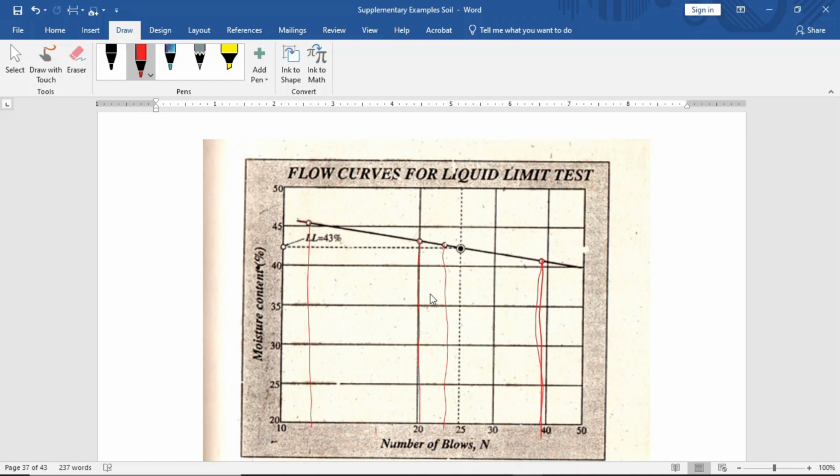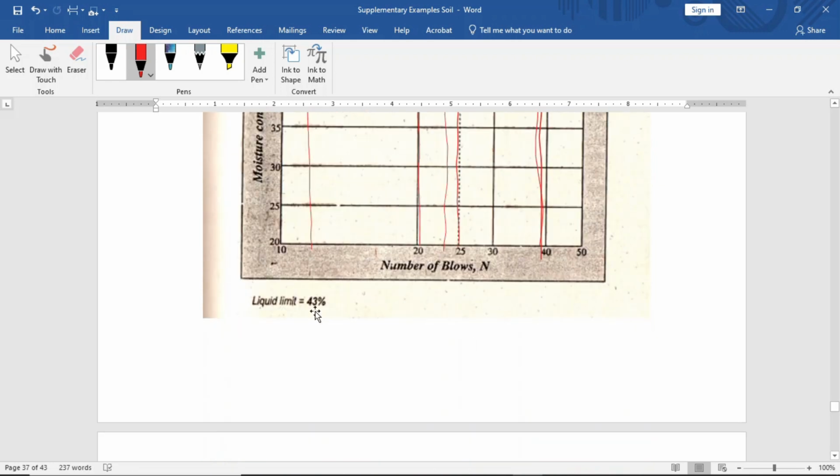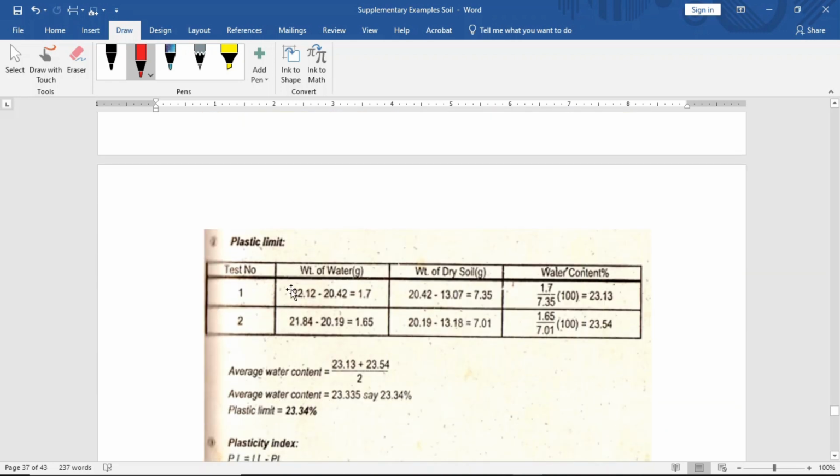So, i-connect lang natin yung dots. Sorry kasi medyo pag-connect yung dots using ruler. Tapos, hanapin lang natin yung moisture content sa 25 blows. Yan. So, ang liquid limit natin is 43%, based sa ano natin. So, meron na tayong liquid limit.